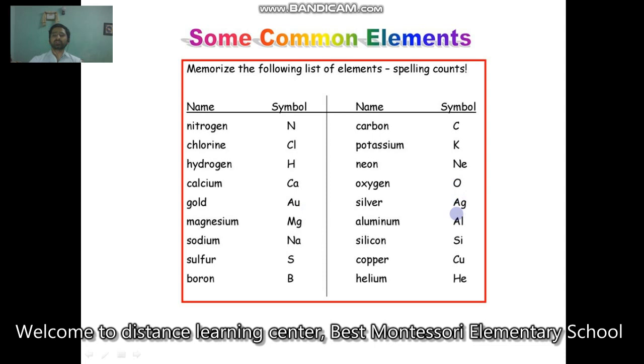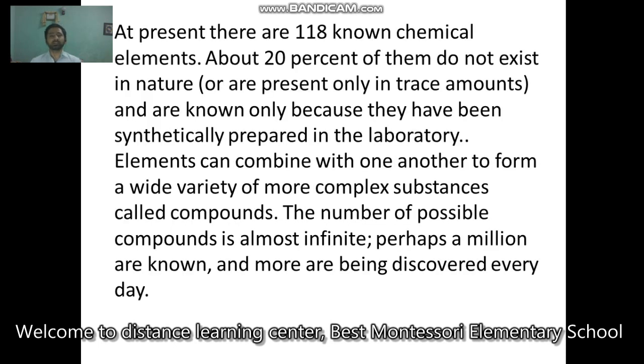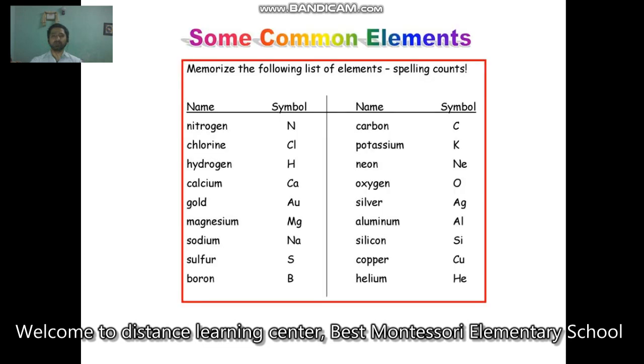I hope today you have learned some basic elements and their symbols. Let me remind you again, elements are the simplest substances known, which cannot be broken down. These elements consist of atoms. That means we can say an atom of hydrogen, an atom of helium. According to the data of 2019, there are 118 chemical elements known, and 20% of them either do not exist or are found only in trace amounts. These elements combine to form compounds.